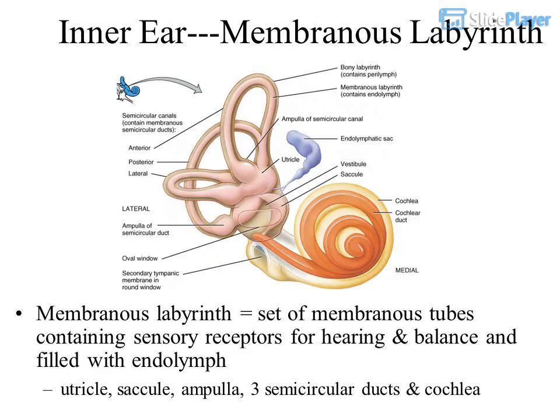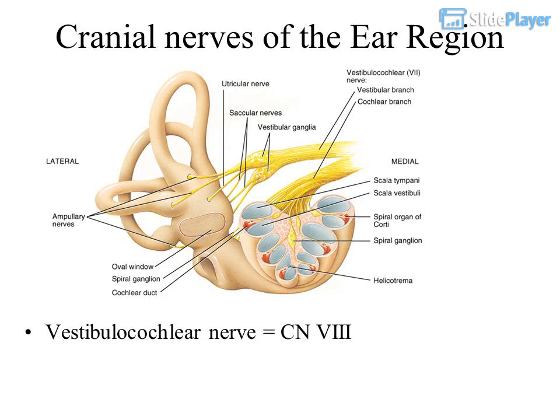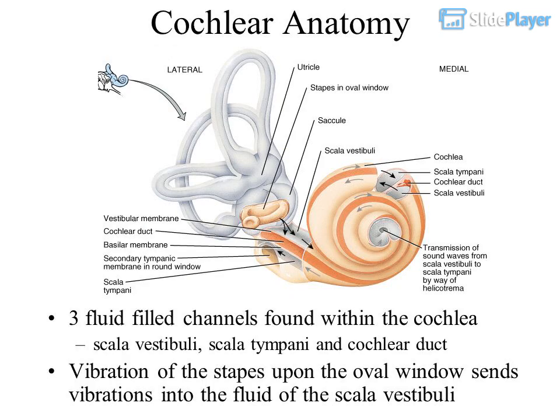Inner ear, membranous labyrinth. The membranous labyrinth is a set of membranous tubes containing sensory receptors for hearing and balance, filled with endolymph. It includes the utricle, saccule, ampulla, 3 semicircular ducts and the cochlea. Cranial nerves of the ear region: the vestibulocochlear nerve is CN8. Cochlear anatomy: 3 fluid-filled channels are found within the cochlea.